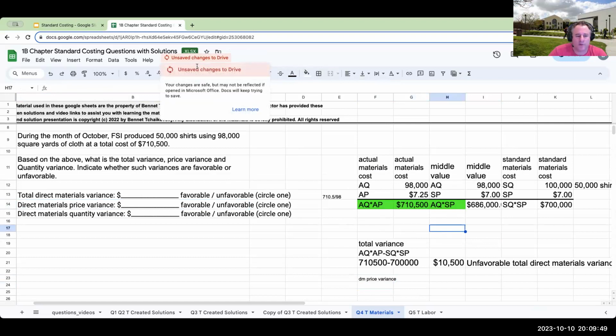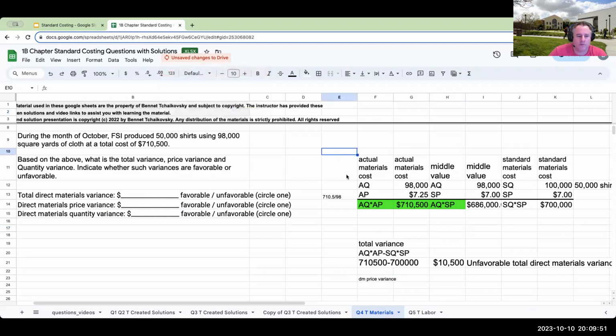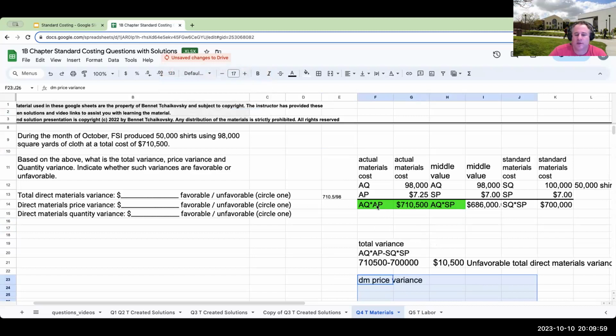Why am I going through and comparing these numbers? Because over here, why do we call this the price variance? It is because I am leaving the quantity constant, and I'm basically comparing what I actually paid versus what I should have paid per square yard. And I'm doing this against the actual amount of what I actually went through and used.